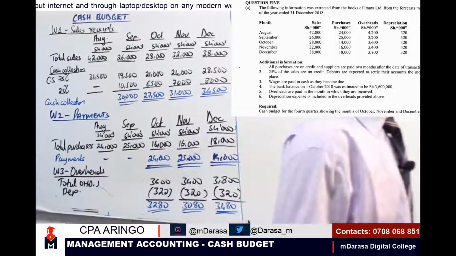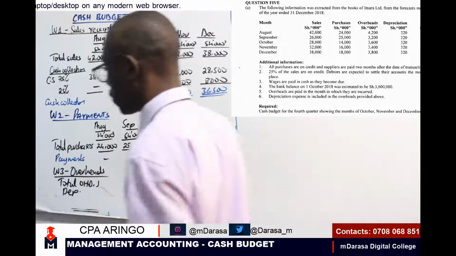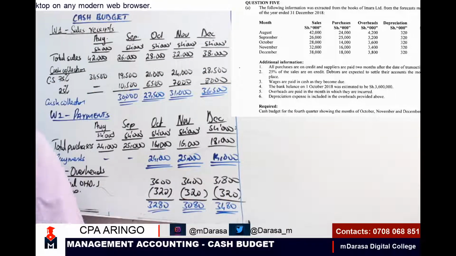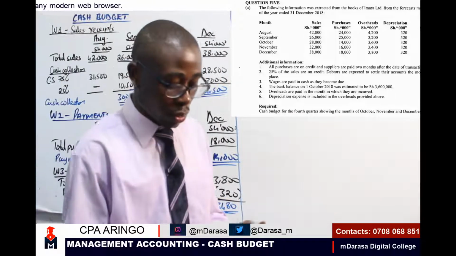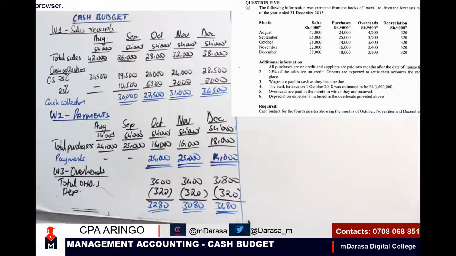So basically, we're done with our workings. Whatever has remained is just a matter of us to copy and paste. First thing first, I want you to mark these figures, because they'll be very important, so that I can remove the question and you work out our cash budget. Note number 4: the bank balance on 1st October was estimated to be 3.6. So that will be our opening balance.